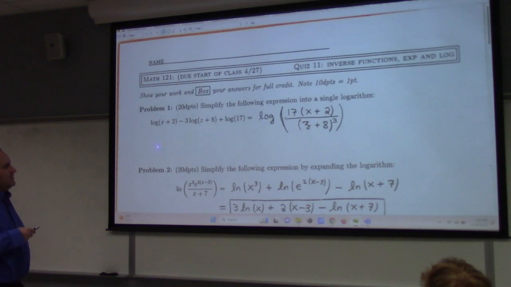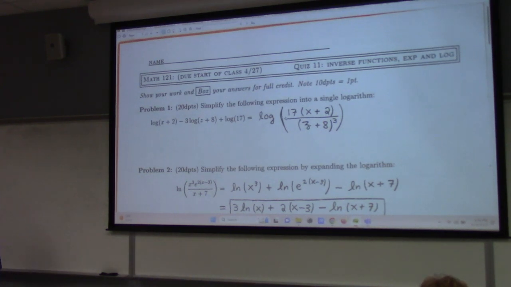So first of all here, if I have log of x plus 2 plus log of 17, I combine those to give me 17 times (x plus 2) inside the log, then this goes in the denominator because there's a minus here. And this multiplication by 3 becomes power 3 up here by the properties of logs. And that's it, all right? Any questions about that one? No.